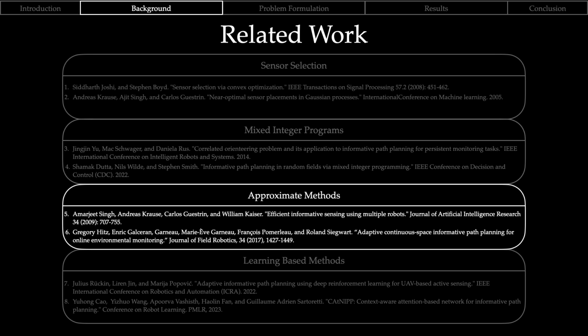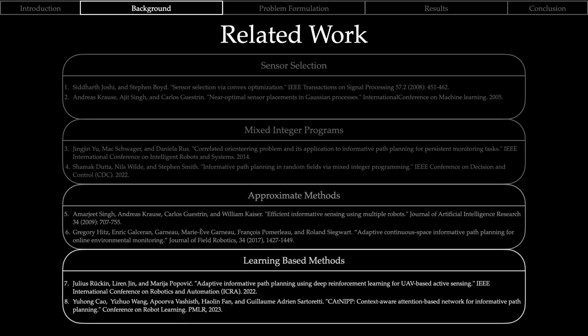Another popular approach is through various approximation methods, where typically these approaches are using some form of a Gaussian process to quantify both the spatial correlation in the environment as well as the information objective, and then using either branch and bound or other heuristics to produce a solution. And then lastly, these learning-based methods have become popular, where typically this involves learning a neural network representation of informative actions offline and then querying that neural network online either in a tree search or greedy-based fashion.